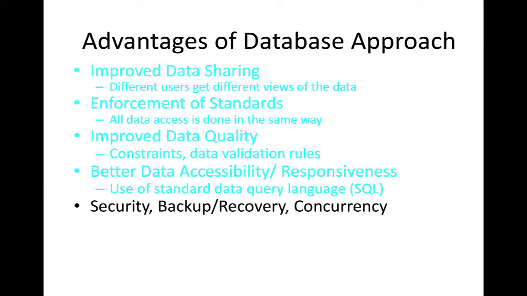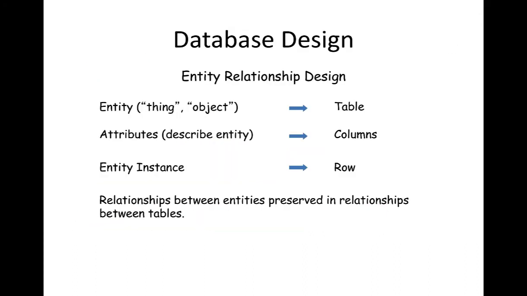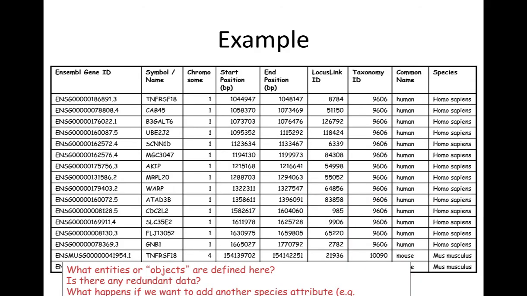And the idea of security, backup, and recovery are all part of a database. When we are talking about database design, we are usually talking about an entity, like a thing or an object, which is the table; the attribute, which is the column; and the entity instance, which is the row. So the relationship between entities is perceived as the relationship between the tables, and this is something that we often do. So when entities or objects are defined here, is there redundant data?